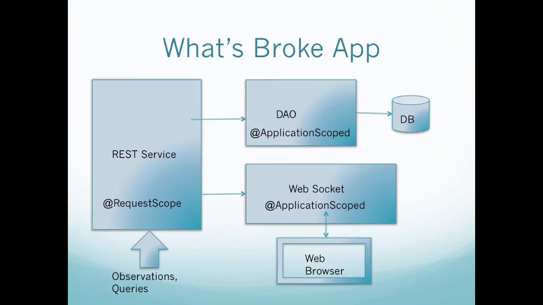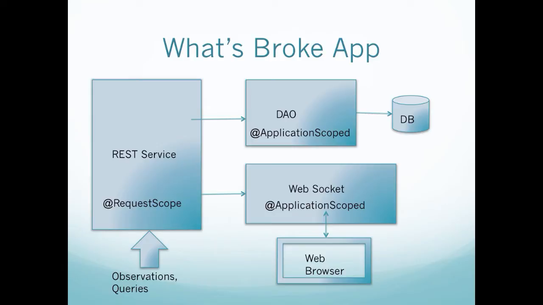All right, so if we think of this same app, we could try to break it down into different kinds of scopes. We're going to have a REST service. The REST service naturally fits into request scope because I'm going to have all these separate REST calls come in, and the scope of those particular objects will be the request.